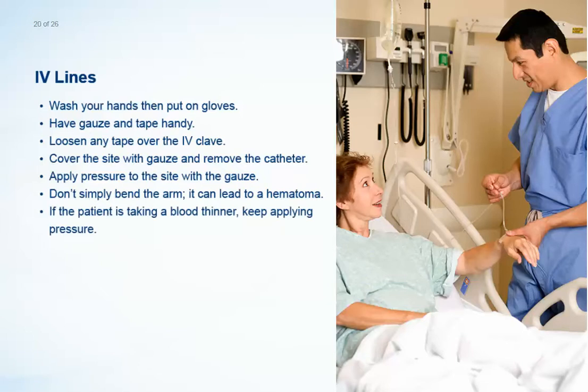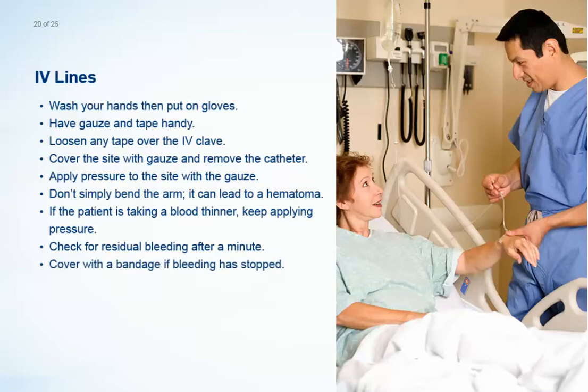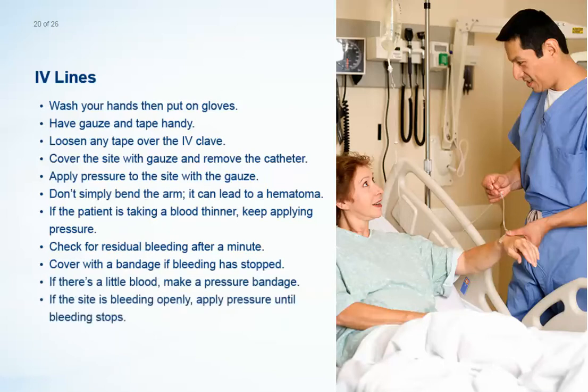If the patient is taking a blood thinner, keep applying pressure. Check for any residual bleeding at the site after a minute. Cover the site with an adhesive bandage if the bleeding has stopped. If there's a little blood, make a pressure bandage with a small piece of gauze and medical tape. If the IV site is still bleeding openly, continue to apply pressure until the bleeding stops.